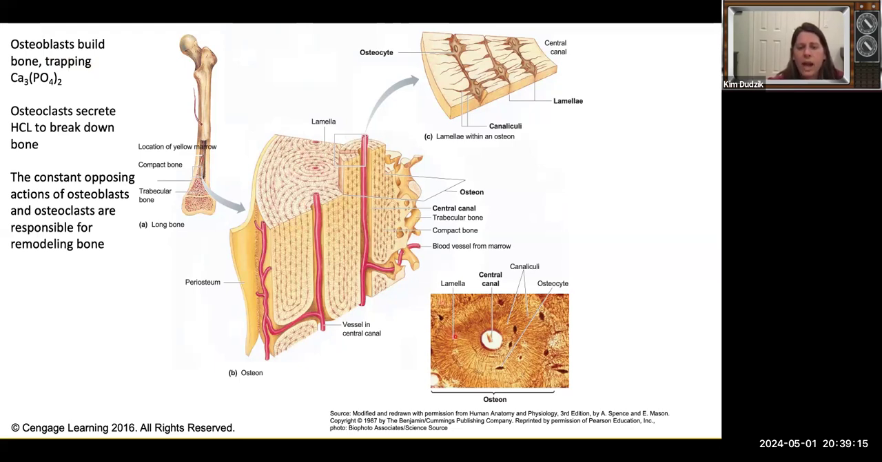And so the osteoblast, once it's caught in the osteons, becomes an osteocyte. And the osteocyte now can just maintain the bone that's surrounding it. But then osteoclasts can come along and secrete hydrochloric acid, which ends up breaking down the bone, releasing the calcium and the phosphate into the plasma. So this constant opposing action of osteoblasts and osteoclasts is what remodels bone.